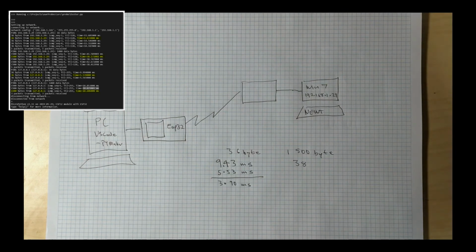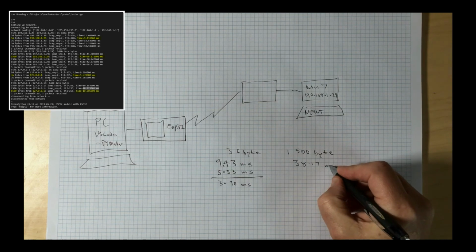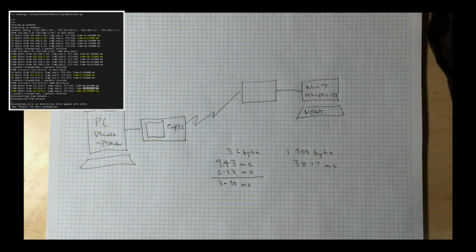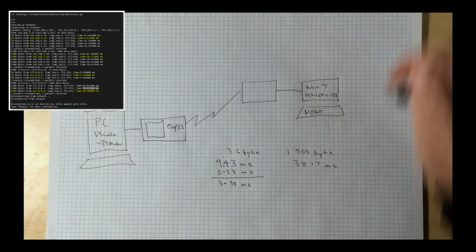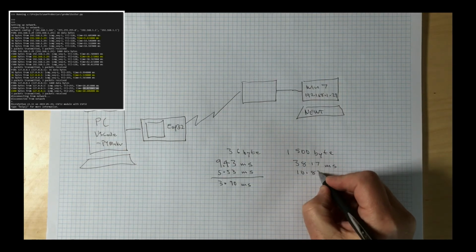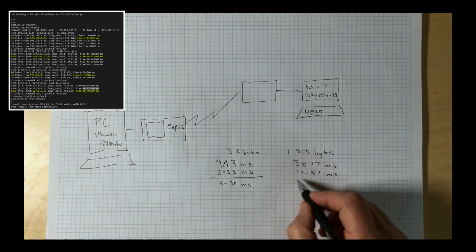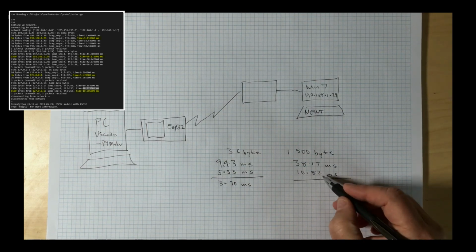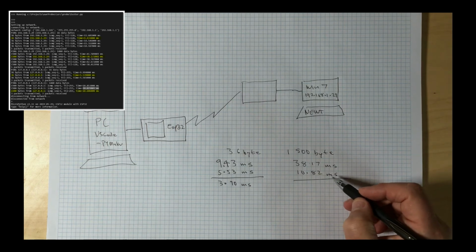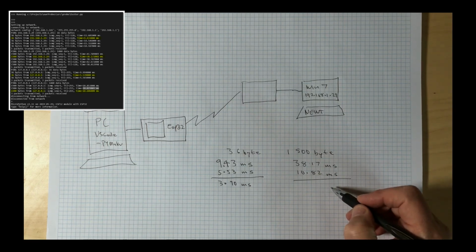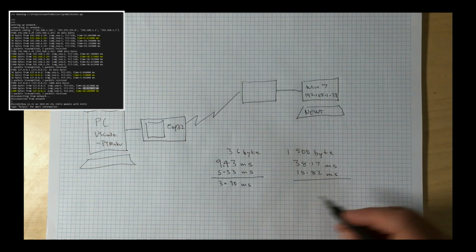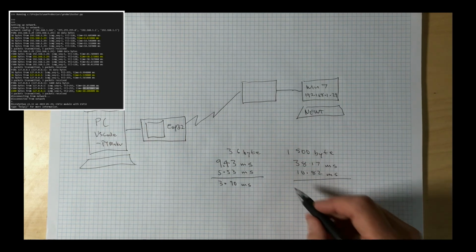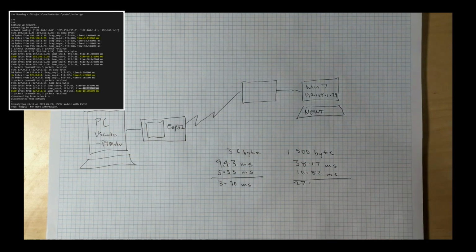Let me make sure of the time here. 38.17 milliseconds. And again, the time it took the esp32 to prepare to do that was 10.82 milliseconds. So again, a higher baseline time just to do the processing of setting up the packets, as you'd expect with a larger buffer. Subtract those two, and that gives me 27.45 milliseconds.